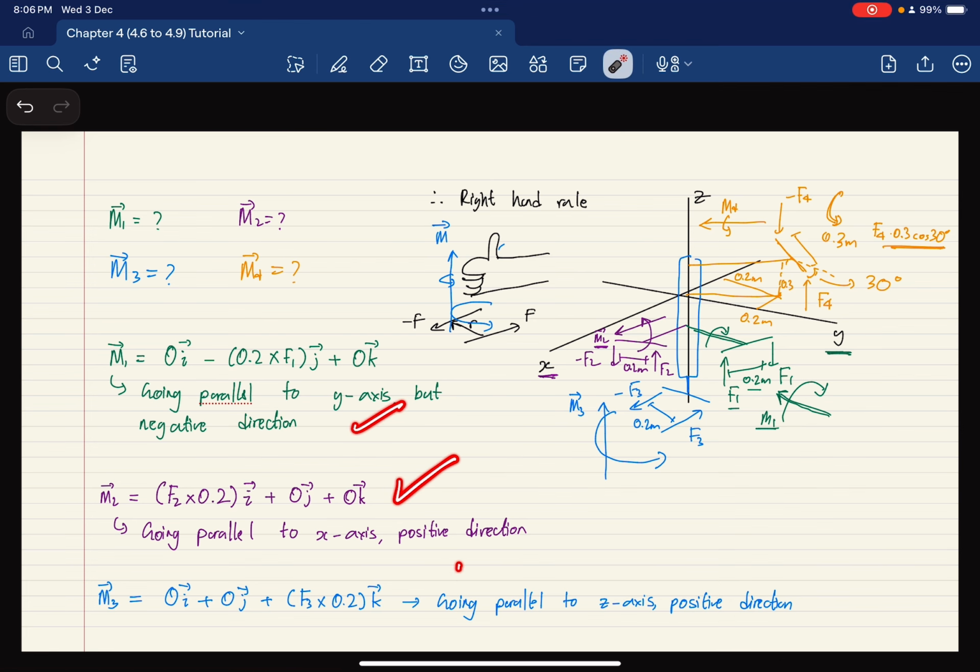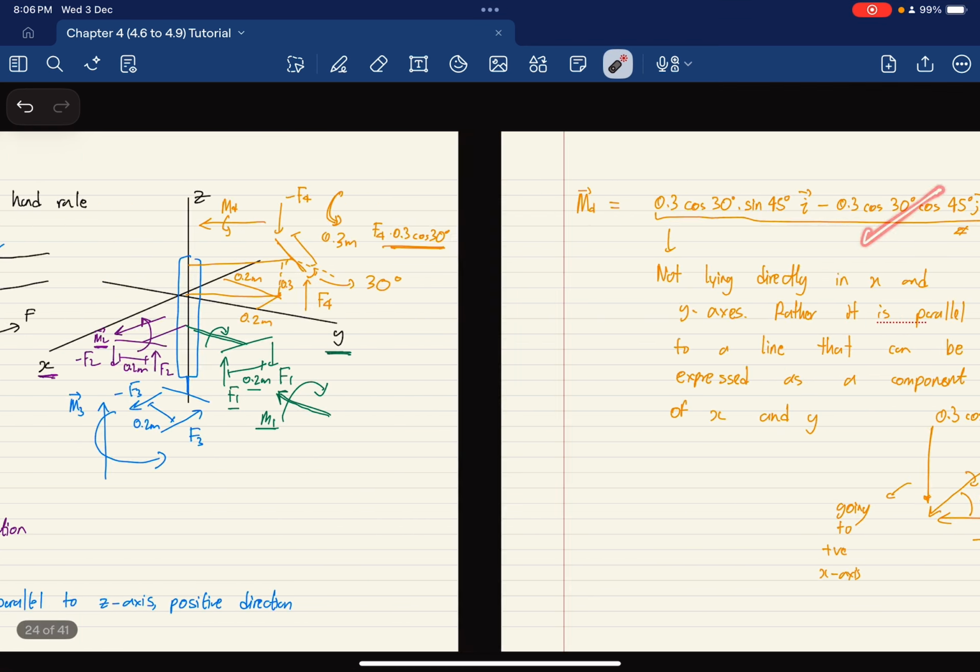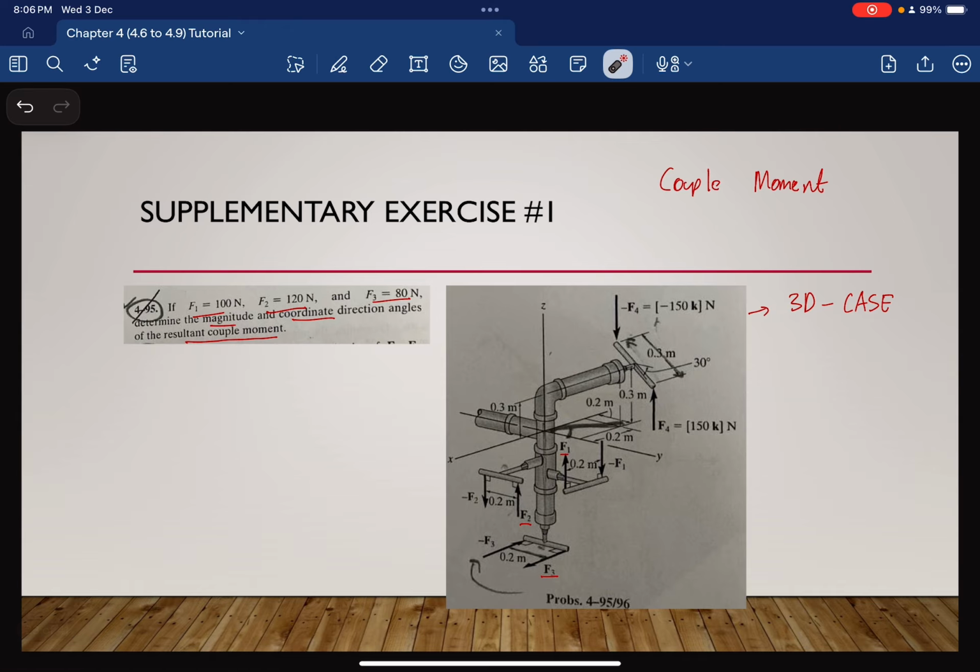Once you have managed to get your four vectors M1, M2, M3, and M4, it should be very easy to determine the magnitude and the coordinate direction angles of the resulting couple moment. If you guys have any questions, feel free to ask me personally.